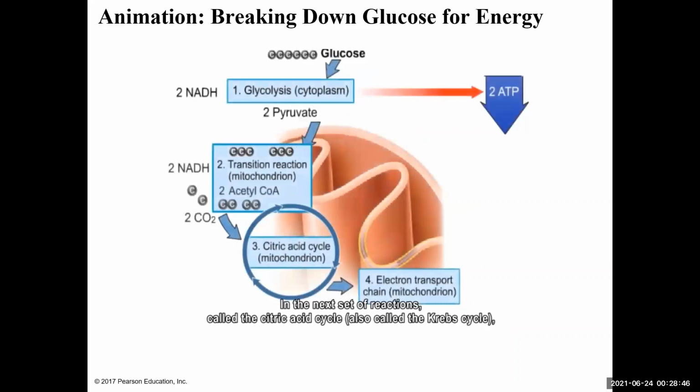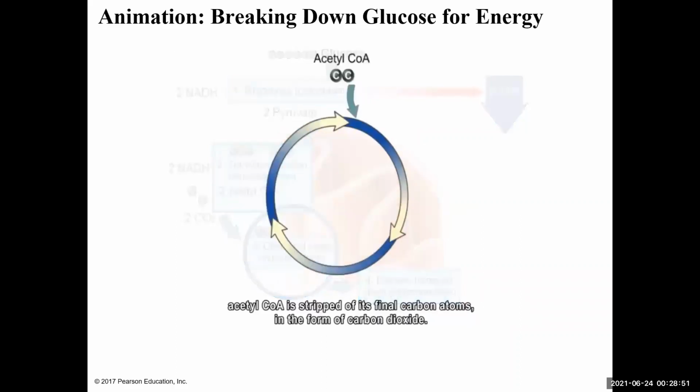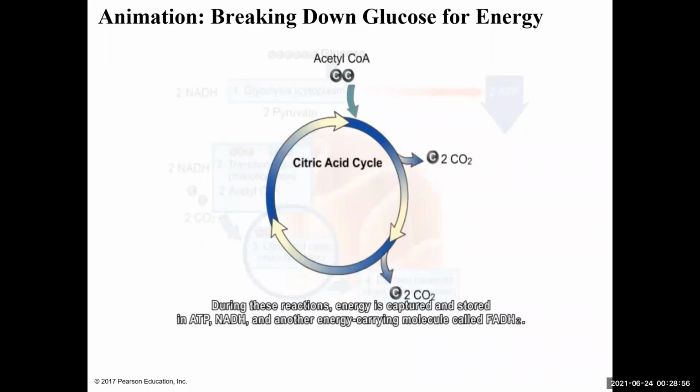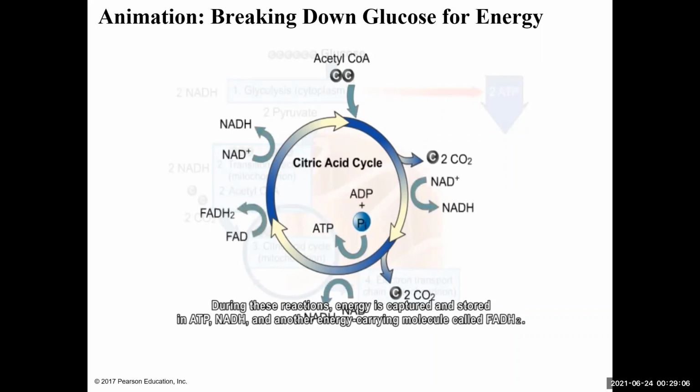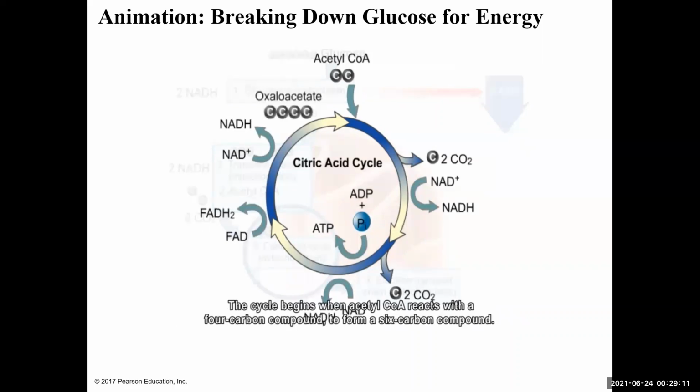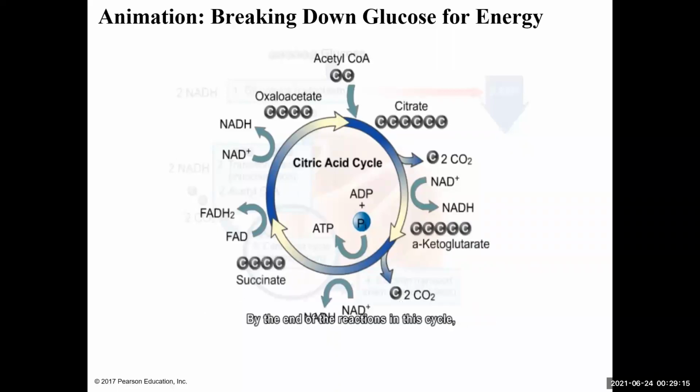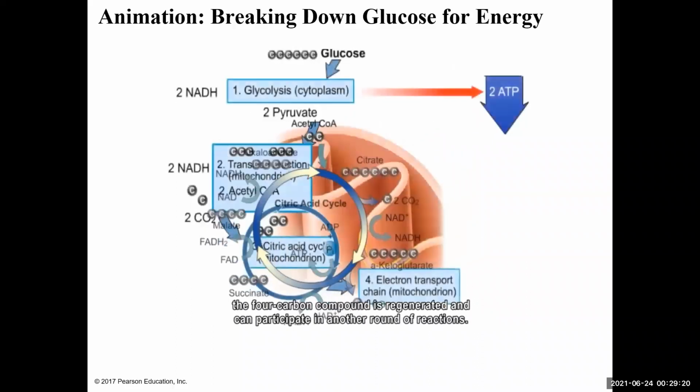In the next set of reactions called the citric acid cycle, also called the Krebs cycle, acetyl-CoA is stripped of its final carbon atoms in the form of carbon dioxide. During these reactions, energy is captured and stored in ATP, NADH, and another energy-carrying molecule called FADH2. The cycle begins when acetyl-CoA reacts with a 4-carbon compound to form a 6-carbon compound. By the end of the reactions in this cycle, the 4-carbon compound is regenerated and can participate in another round of reactions.